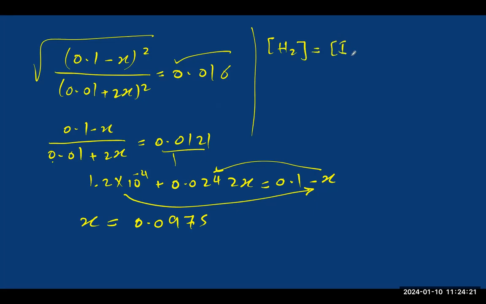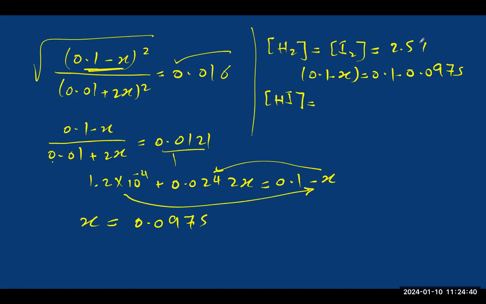Now, if we have the x, we can find the concentration for all the substances. H2 is equal to I2, because we know that both are equal. For H2 and I2, it's 0.1 minus x. It means it's 0.1 minus 0.0975. So the equilibrium concentration for this one will be equal to 2.5 times 10 to the negative 3 molar. For HI, it's 0.01 plus 2x, and the x is 0.0975. And this will be equal to 0.205 molar.